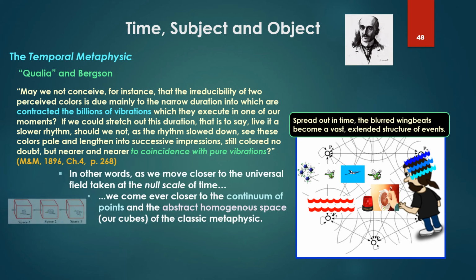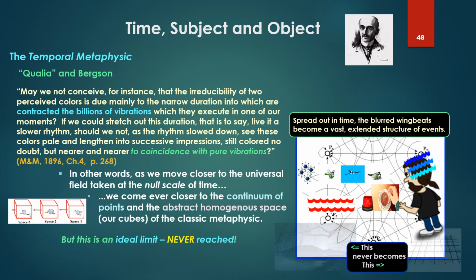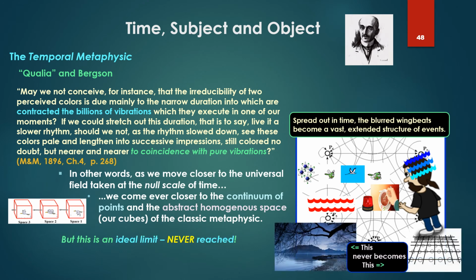In other words, as we move closer to the universal field taken at the null scale of time, that is the smallest extent we can imagine of time, the smallest scale of time, we come ever closer to the continuum of points and the abstract homogeneous space, that is our cubes of the classic metaphysic. But this is all important. This is an ideal limit. It's never reached. This abstract continuum of points and positions and instants is never reached. It does not actually exist.